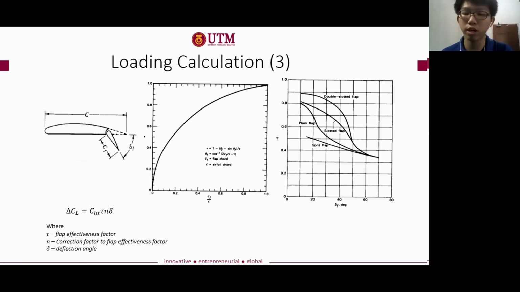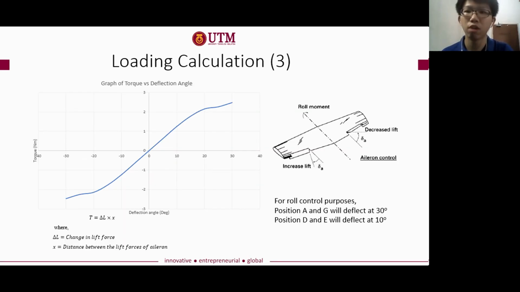Okay, so I'm going to talk a little bit about the deflection angle. For the deflection angle, position A and position G will have the same maximum aileron deflection, while on the other hand, the maximum aileron deflection at position D and E is the same. So based on roll control analysis to control the roll, when the critical speed is too high, the approximated maximum aileron deflection is 30 degrees at position A and G. But when the critical speed is lower, the maximum aileron deflection is approximated to be 10 degrees at position D and E.